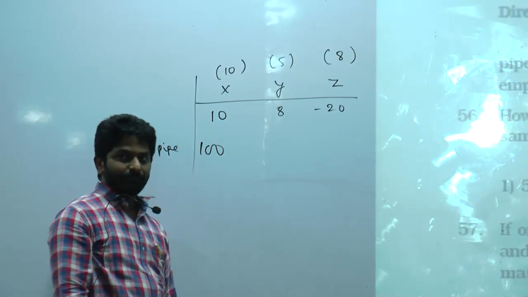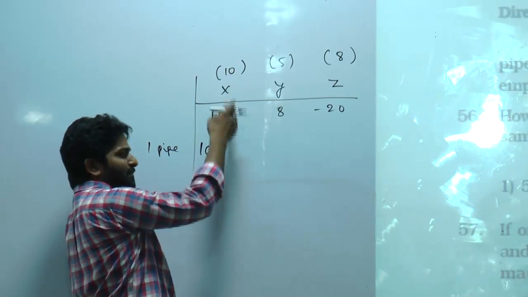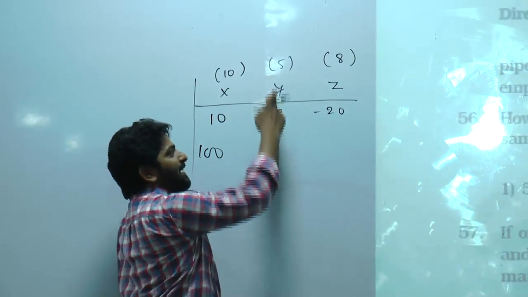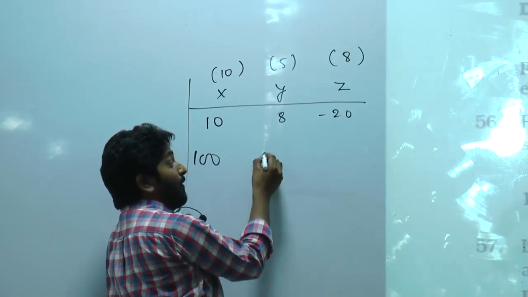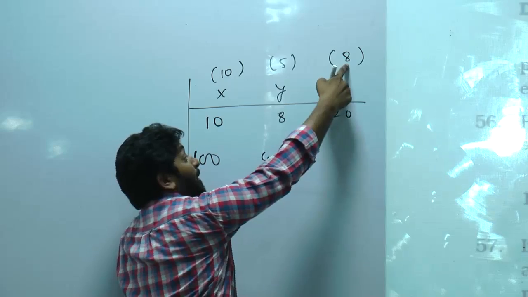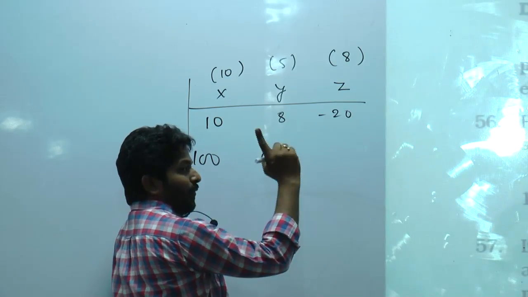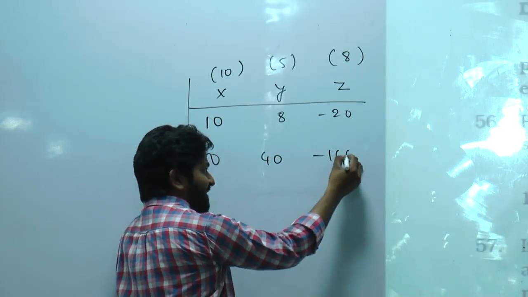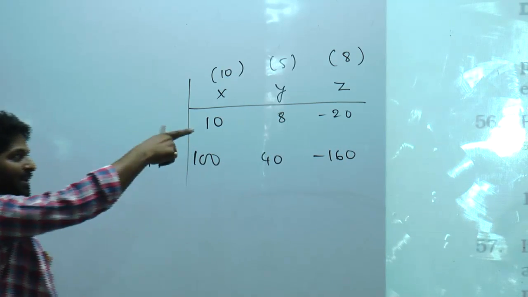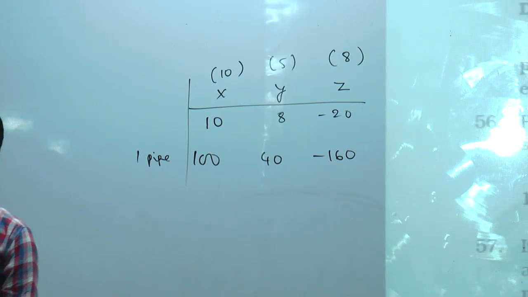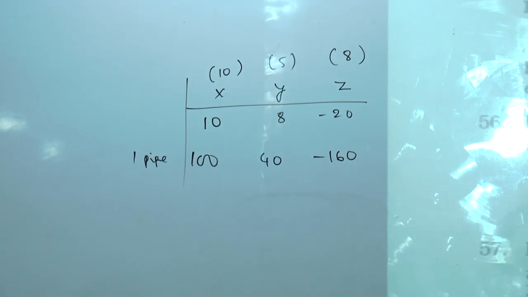Next. See, you just need to multiply these numbers, that's it. 5 pipes, 8 minutes: one pipe, 40 minutes. 8 pipes, 20 minutes: one pipe, 160 minutes. This is for one pipe, and that is about all pipes together. Next, come on, let's start.